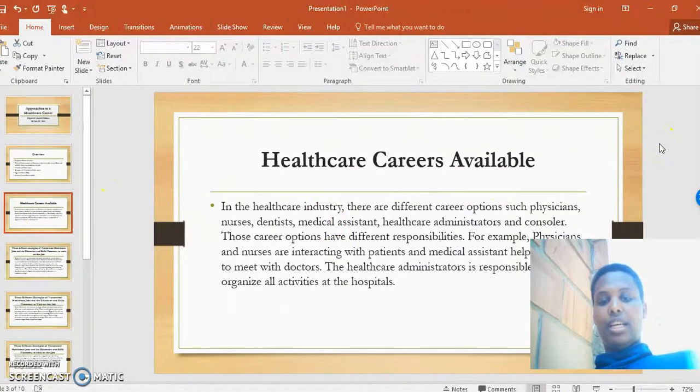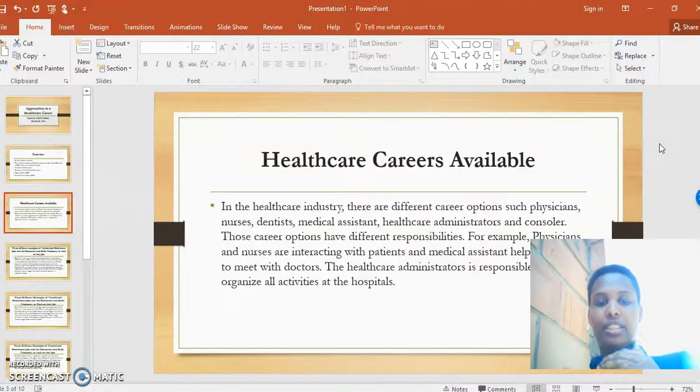Starting with healthcare careers available in our industry. We have different career options like physicians, which are doctors, nurses, dentists, medical assistants, healthcare administrators, and cancer support. Cancer support is someone who will be in touch with the patient in order to help them not give up, have hope, with their optimism, also thinking positively when they are suffering from different diseases.